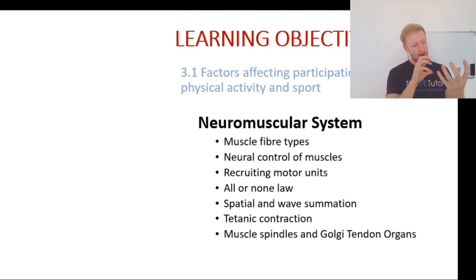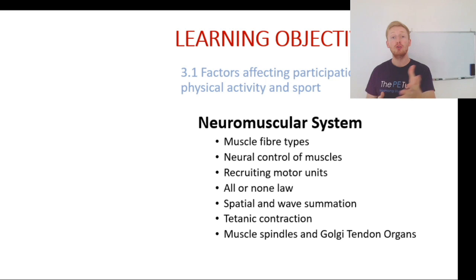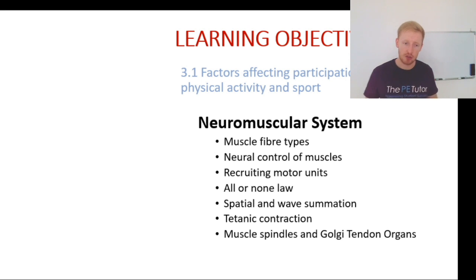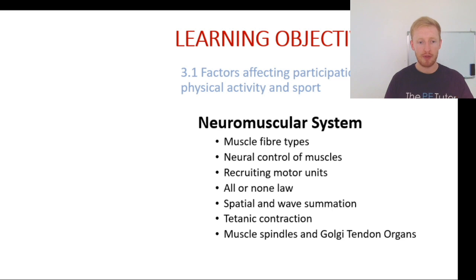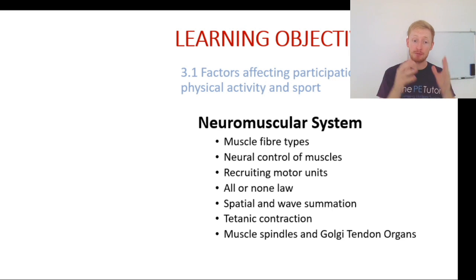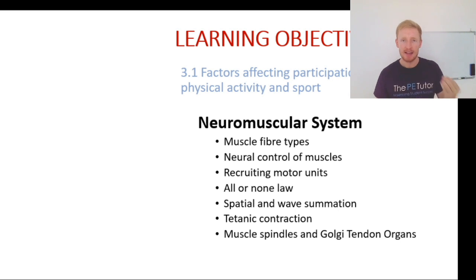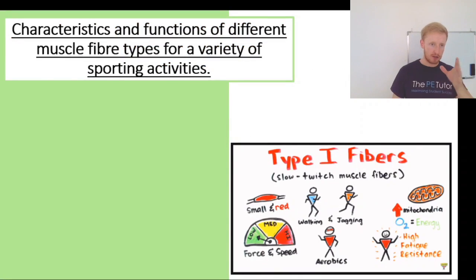And then within the context of the all or none law, how can we achieve two different types of muscle contraction, where we have spatial and wave summation, and then how that can then lead into tetanic contractions. And then once we've done all of those, we will finish off with some work on muscle spindles and GTOs, or Golgi tendon organs. So this idea of proprioception and feeling inside of the muscles that can aid how our brain controls them.